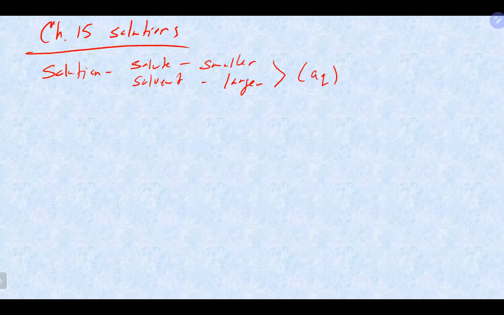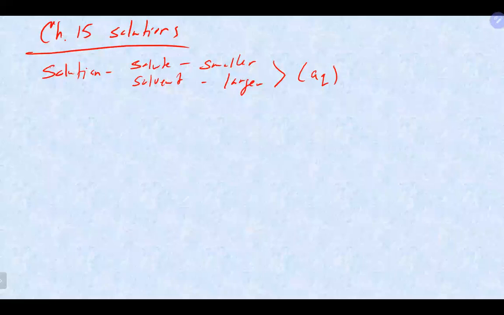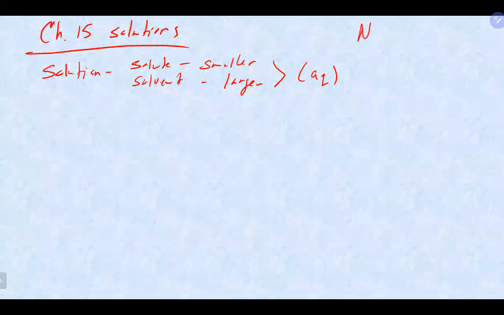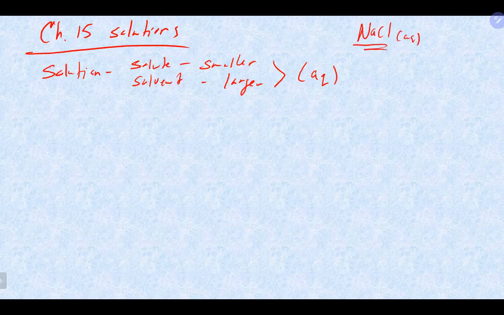Now, remember that a lot of times water is a solvent, but it doesn't always have to be the solvent. And usually the name of the solution will tell you what the solute is. So as we talked about last time, if we have a sodium chloride solution, the solute is going to be sodium chloride. And most likely in this case, as with a lot of ionic compounds, the water will be the solvent.